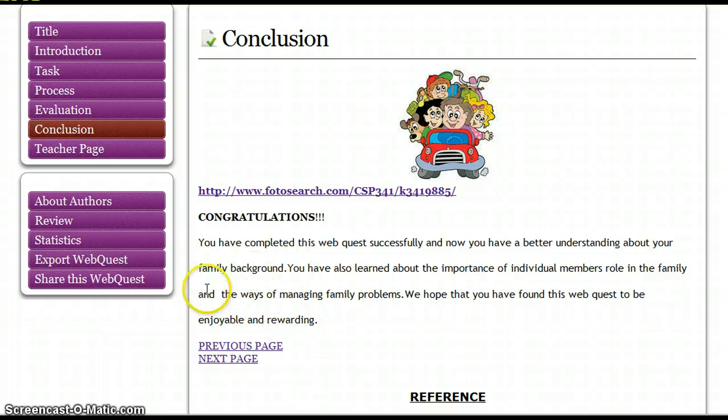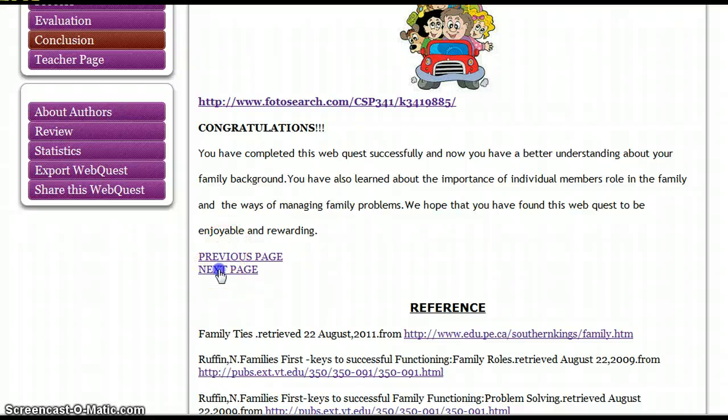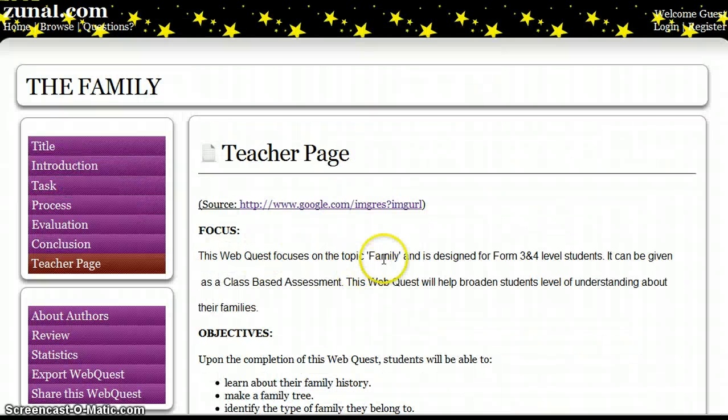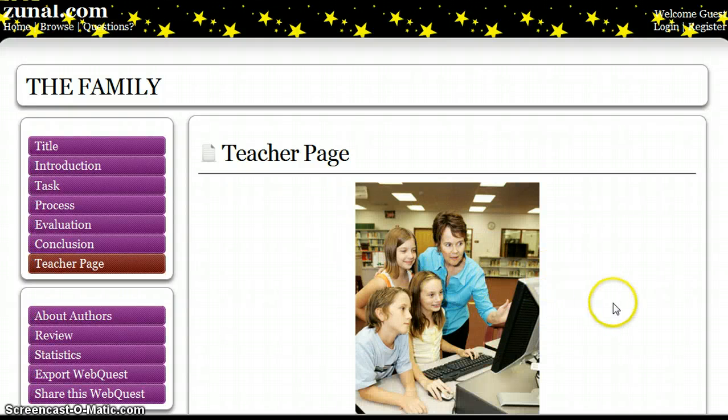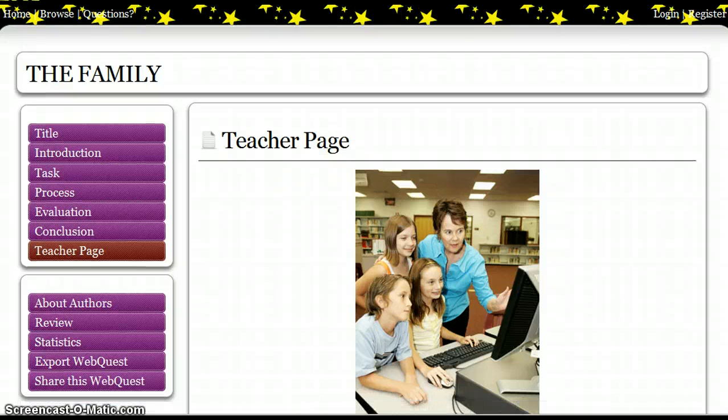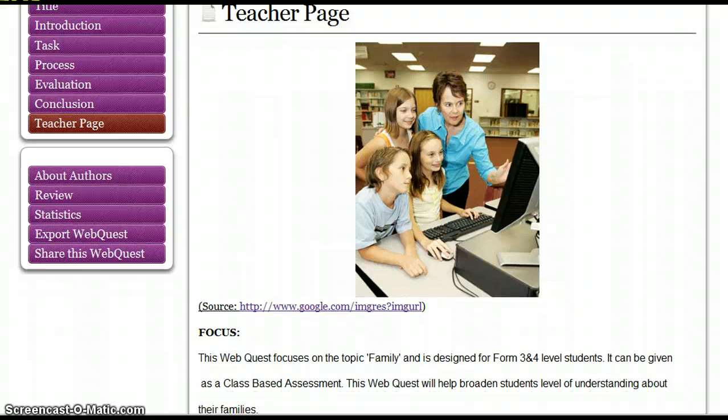So I have mostly concluded what the students have learned in the Webquest. And then moving on to the next page. This is the teachers page. The teachers page gives the instructions to other teachers like you who might want to use this Webquest. It will be a guideline as to how this Webquest can be implemented.